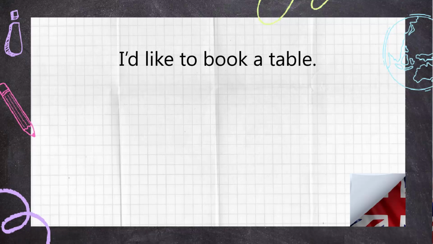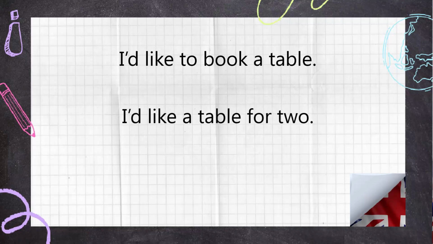I'd like to book a table. I'd like to book a table. So the second time I'm reading, please read out loud with me. I'd like a table for two. I'd like a table for two.